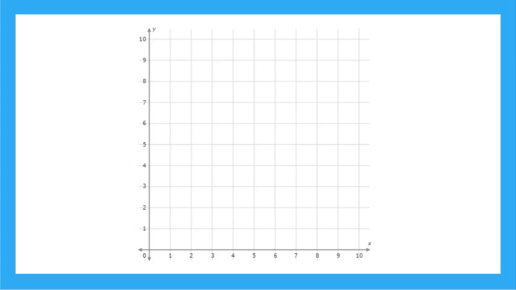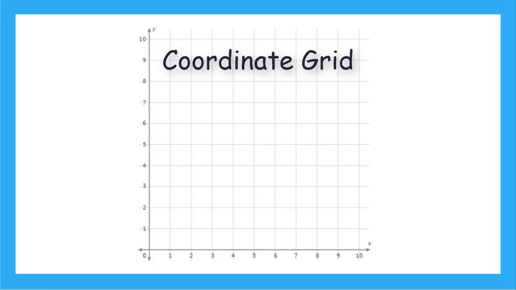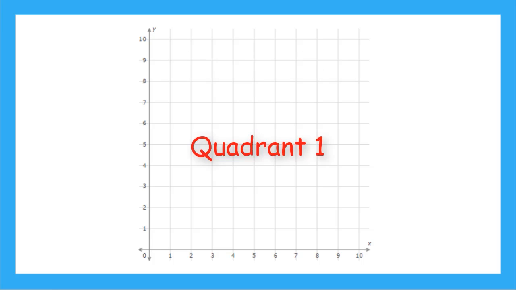A coordinate grid is a grid where points are plotted. Coordinate grids have two or more intersecting lines, like these thick black ones here, that break the grid up into quadrants. A quadrant is a section on the grid. This coordinate grid has just one quadrant, and it's called quadrant 1.